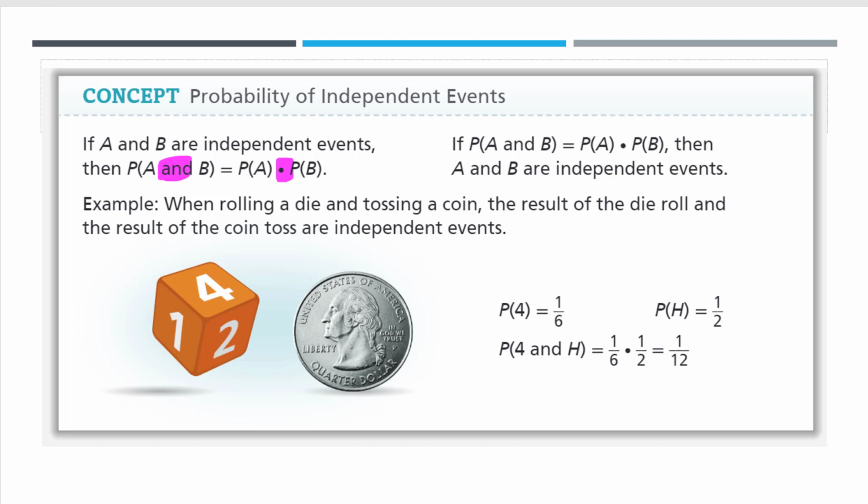So the example here is that we roll a die and we toss a coin. The results of rolling a die has absolutely no impact on what our result is when we flip a coin. So for example, the probability of rolling a 4 would be 1 out of 6. The probability of flipping a heads is 1 out of 2. The probability of doing both events together, so the 4 and the heads, we take that 1/6, we multiply it by a half, and we get 1/12.